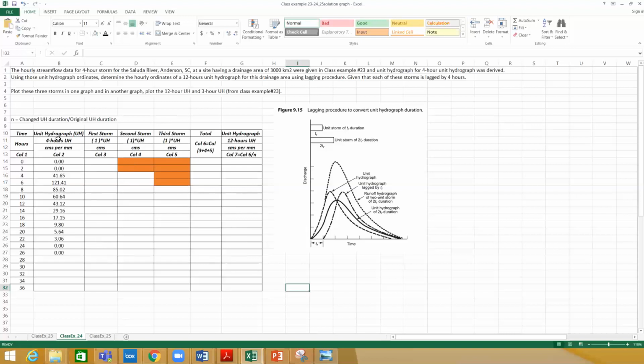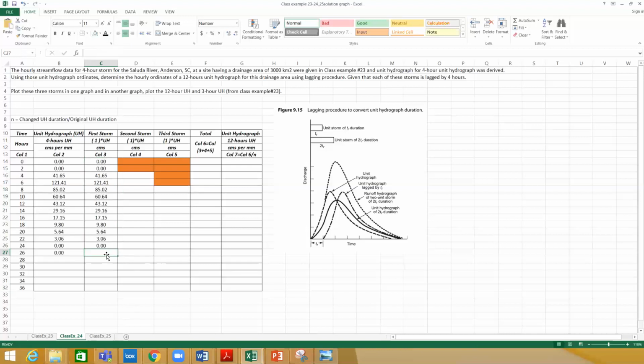So this is the first storm. Okay, there is no lag time. So we can directly use all of this value for this first storm. So basically we will just copy all the data. Okay, that's what we did here.